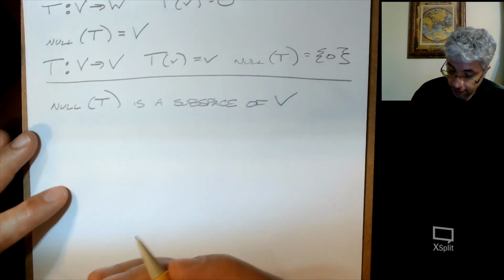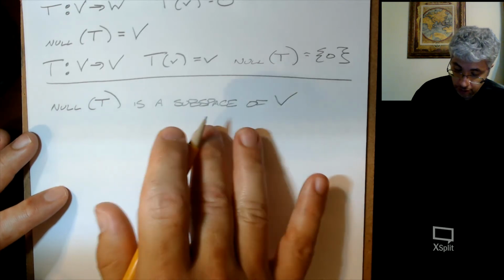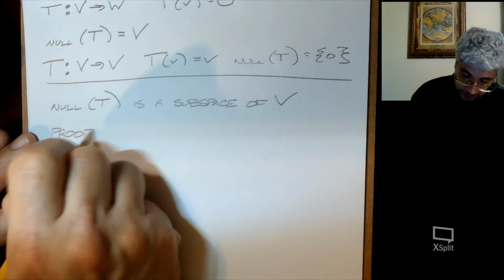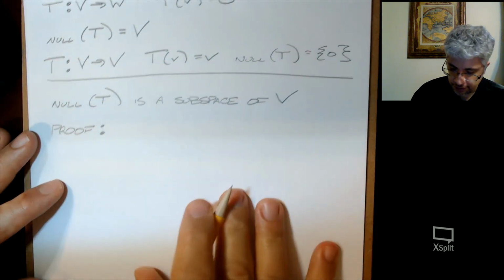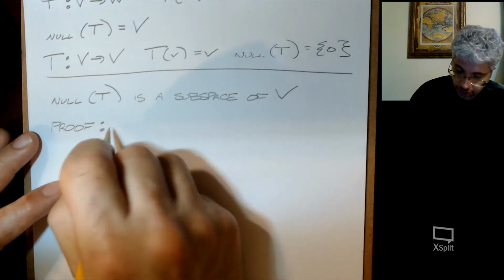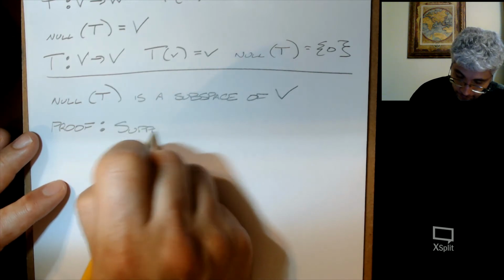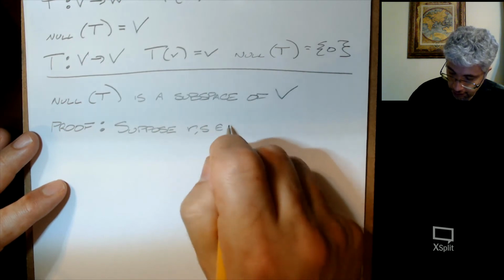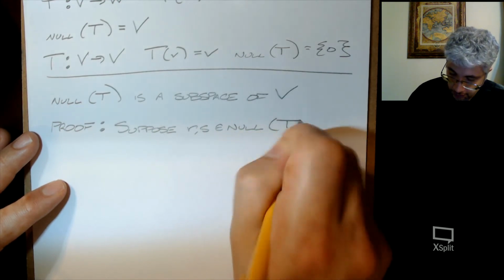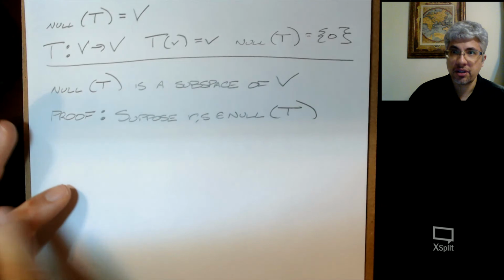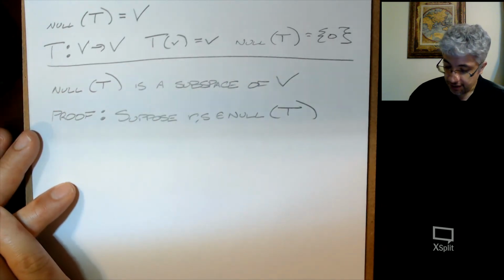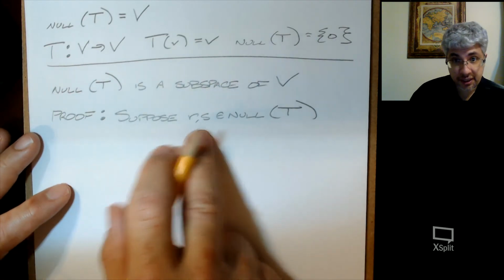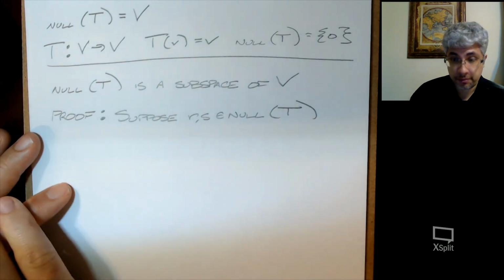So let's do this now. What am I going to get? Well, I want to show that this is a subspace. Okay, so let's even write proof. We'll do this super rigorously. Okay, so what do I want to show? Suppose r and s are in the null space of T. I decided on r and s for my elements this time. So what do I want to show? I want to show that r plus s is in the null space of T.